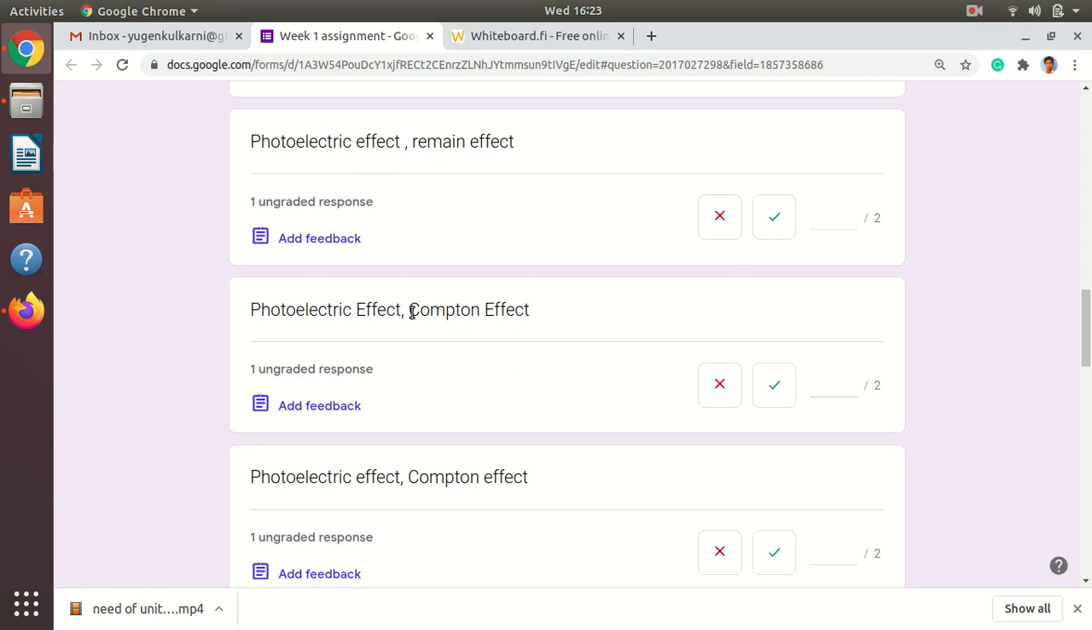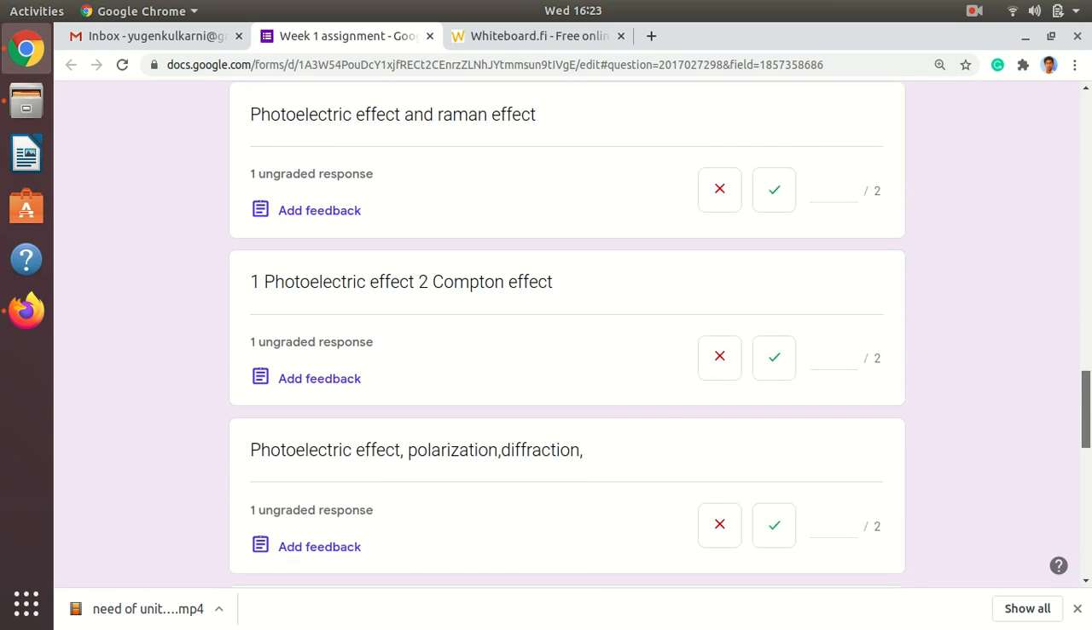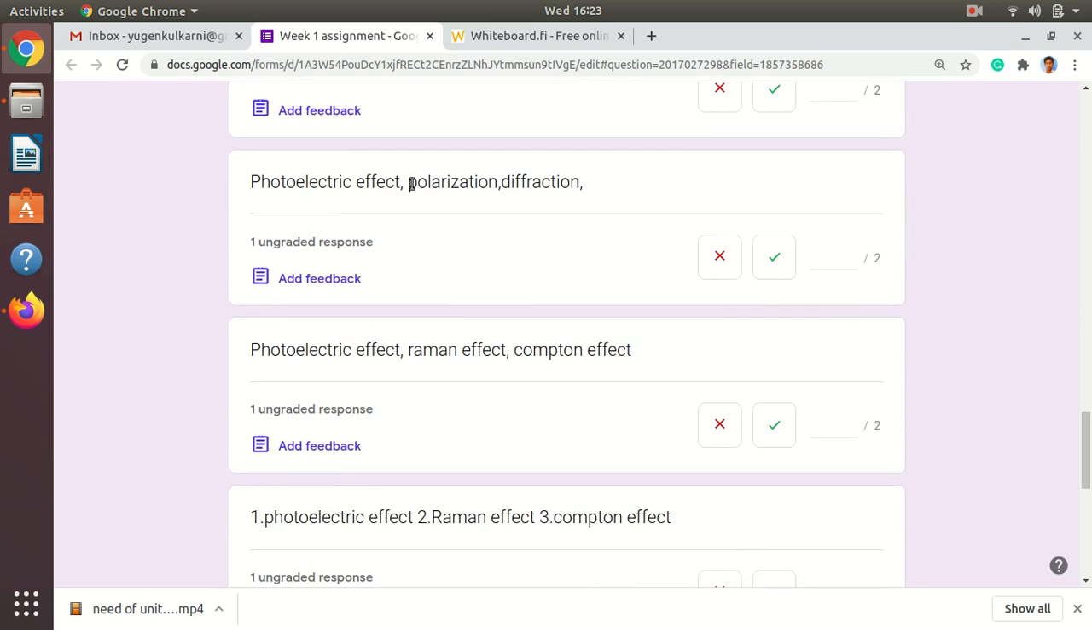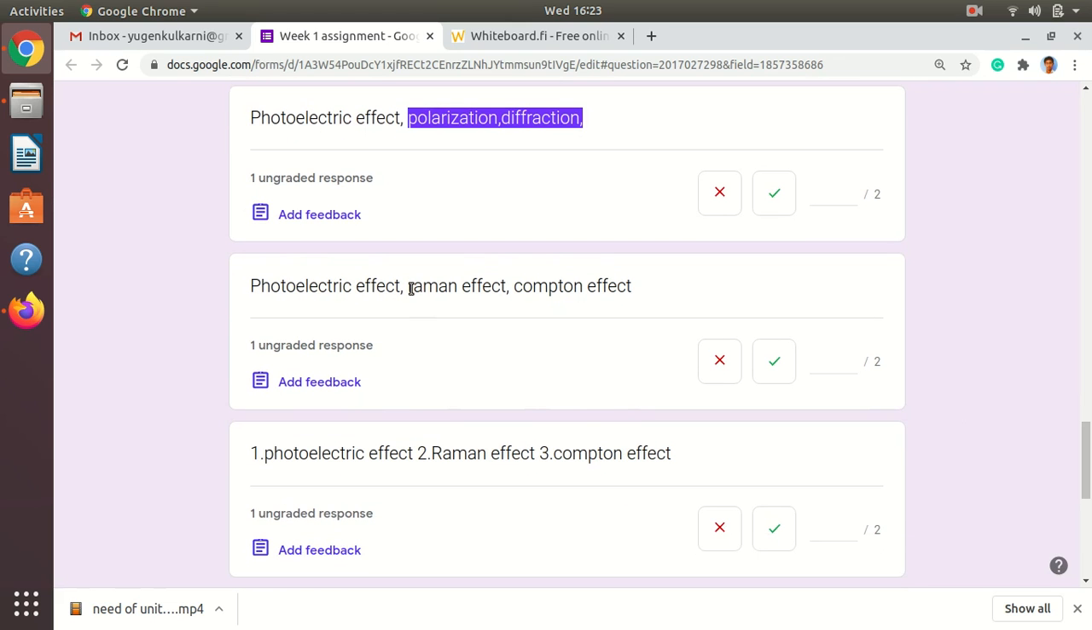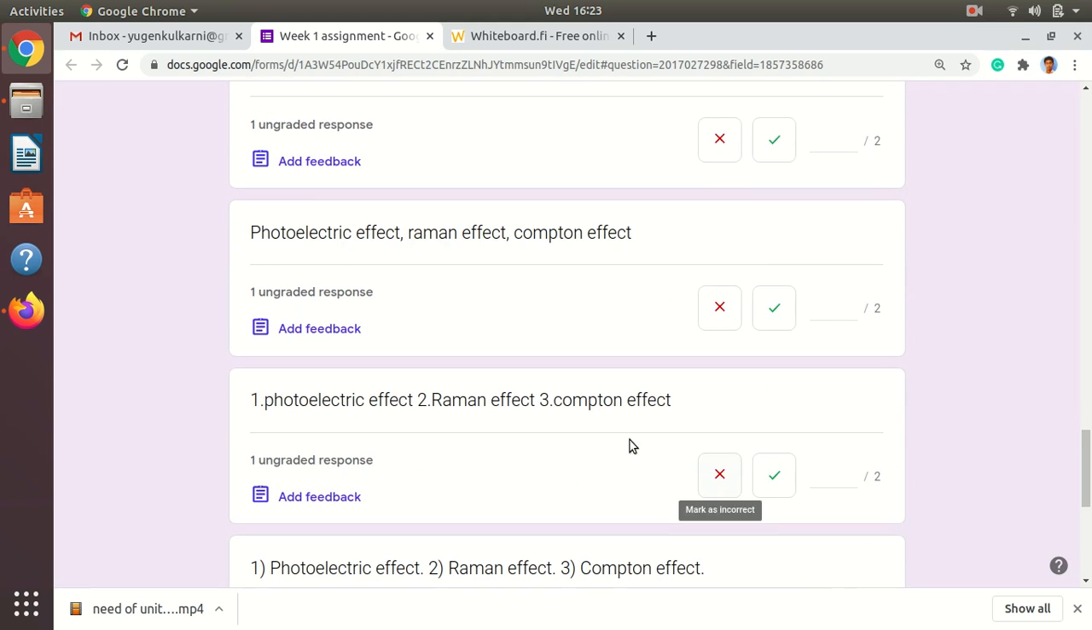Compton effect is also one phenomenon which can only be explained using the particle nature or particle aspect of light. Then there is black body radiation, that can also be included. Polarization and diffraction are completely different and they can only be explained using wave theory or wave nature. So this person will also get 1 mark only. Yeah, these three are correct, but R should be capital. Photoelectric effect, Raman effect and Compton effect. Compton is also the name of a scientist, so C also should be capital.